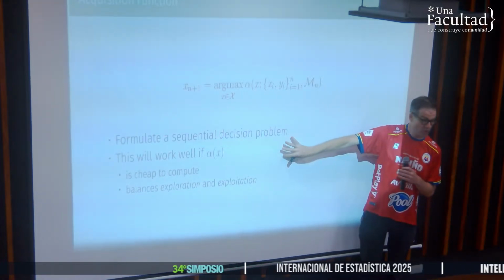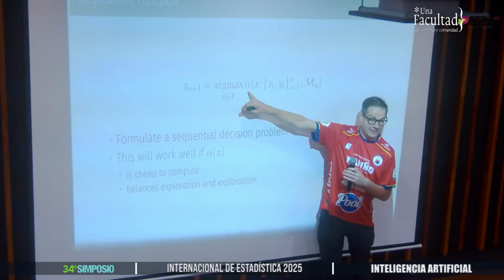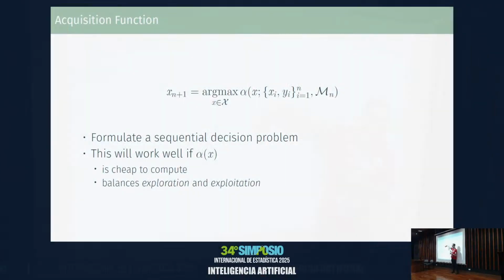This will be good if maximizing this function is easier than minimizing the other function. If this would be more expensive, I've just shot myself in the foot, right? But if we can formulate a cheap function, that works. And what we want to do is to design this function so that it balances exploration and exploitation, right?